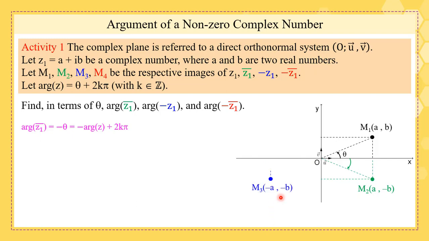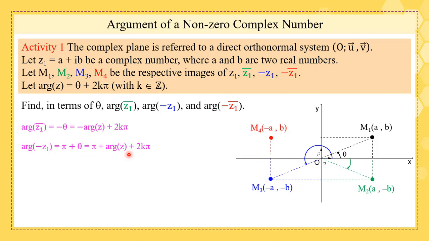Now for M3, this is M3, and this is OM3, and this is the required angle, and as you see it from here, it will be pi plus theta. This is theta, and we need to add pi. So what is the argument of minus Z1? It will be pi plus theta, or pi plus the argument of Z.